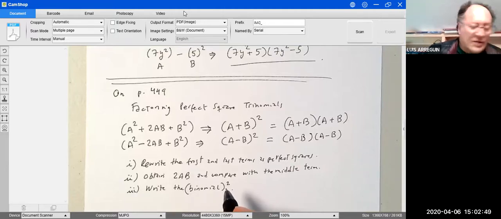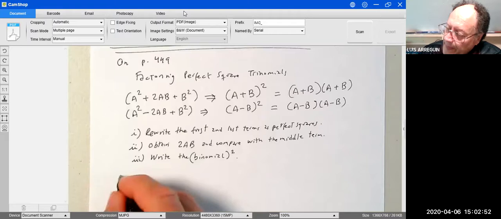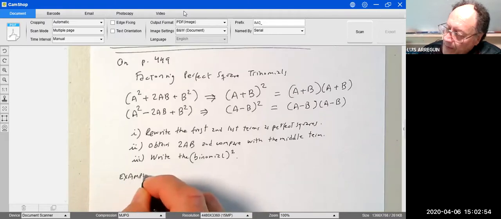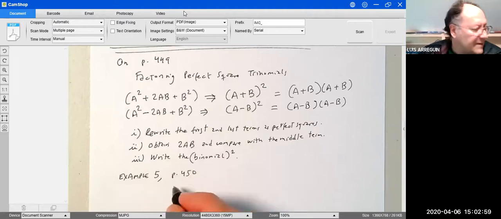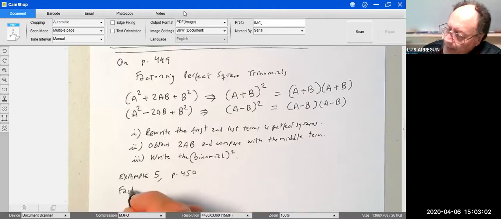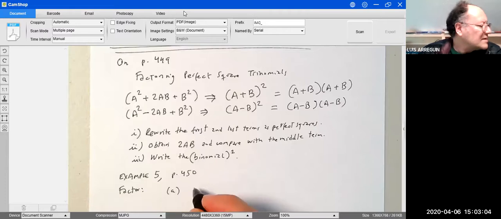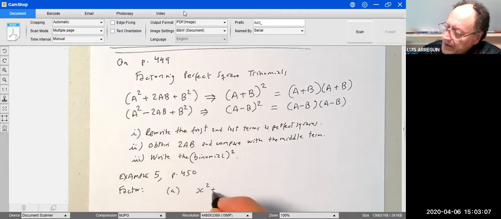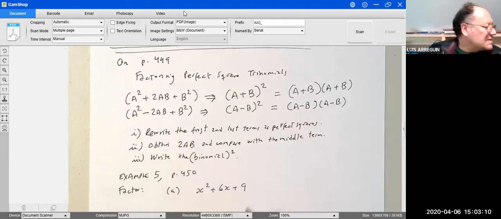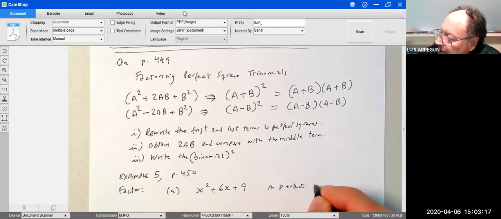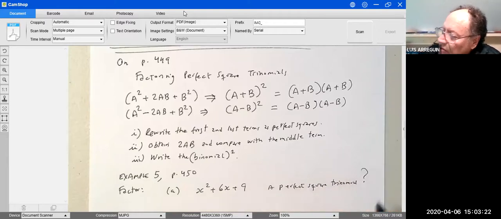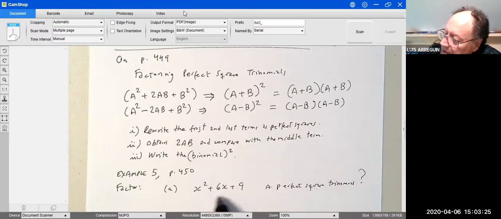So let's start with one example. I'm going to start with example 5 on page 450. We're going to factor, and the first exercise is x squared plus 6x plus 9. So I have now a trinomial. I want to know whether this is a perfect square trinomial. So is this a perfect square trinomial?